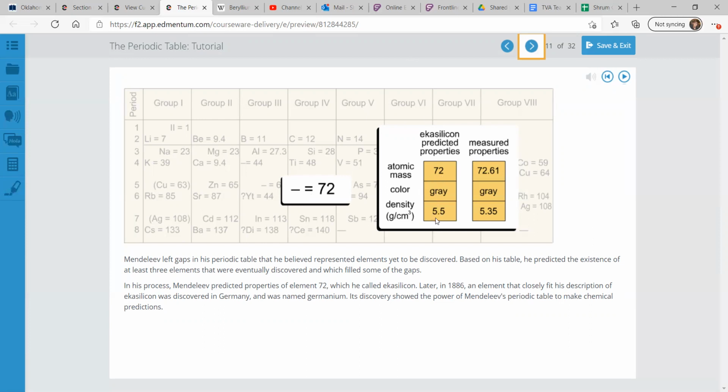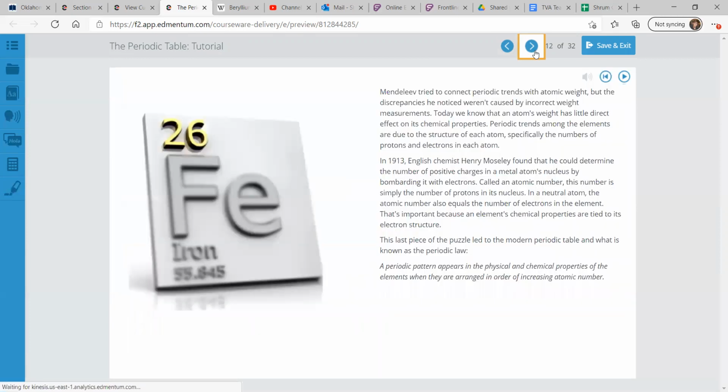So this is what he predicted. This is what it actually was measured to be, germanium. Mendeleev tried to connect the periodic trends with atomic weight, but the discrepancies he noticed weren't caused by incorrect weight measurements. Today we know that an atom's weight has little direct effect on its chemical properties. Periodic trends among the elements are due to the structure of each atom, specifically the number of protons and electrons in each atom.